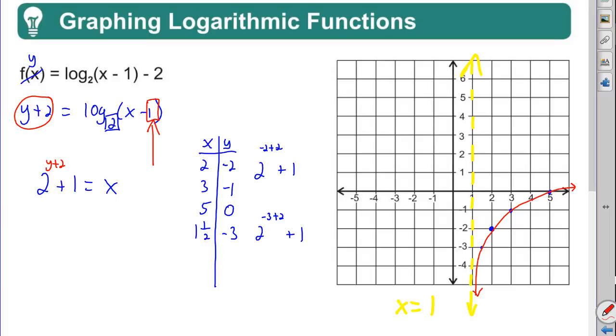Okay, so how do you graph logarithmic functions? Isolate the logarithm, convert to exponent form, use an xy chart, only choose values for y and solve for values of x. Plot your points, and there you go.